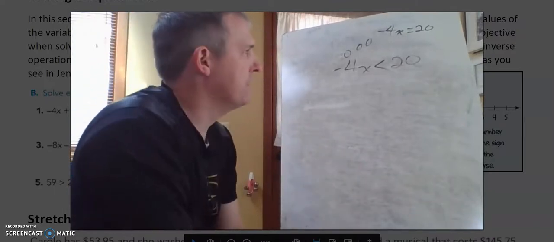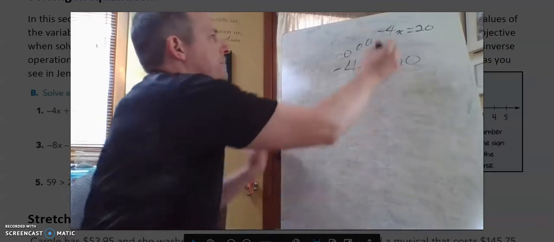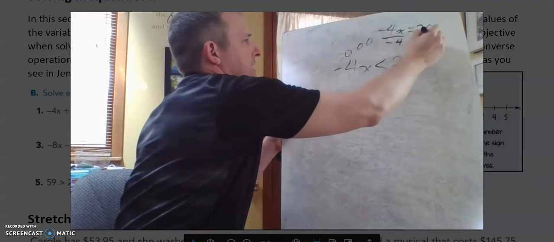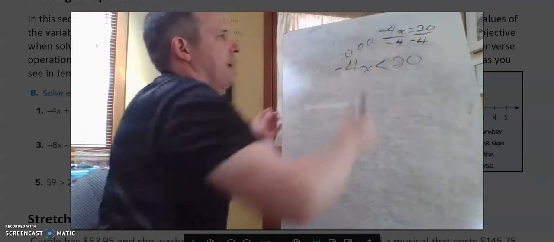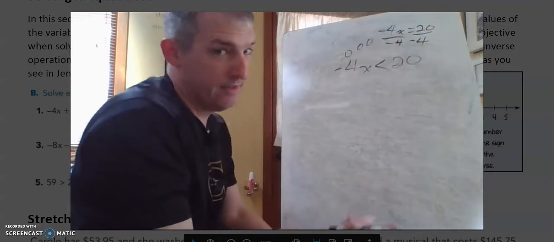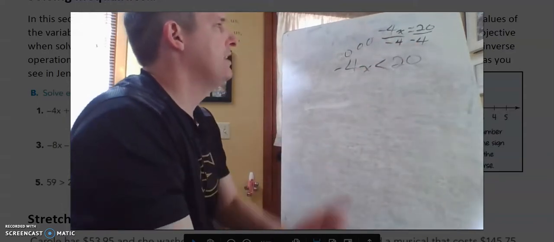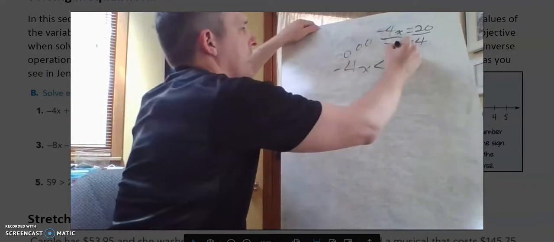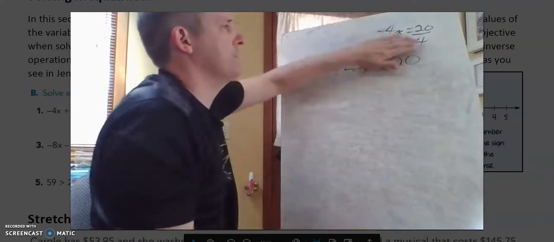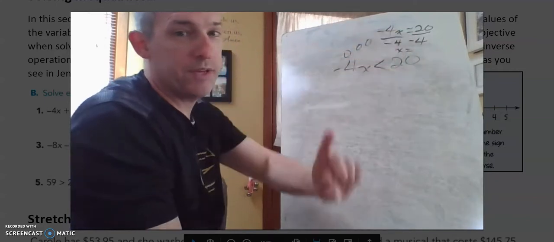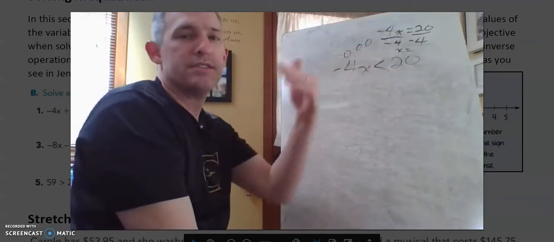-4x equals 20. So we're going to divide both sides by -4, because what's happening to our variable? It's being multiplied. What's the opposite of multiplication? Division. So we're going to divide both sides by -4. Okay? Well, what's left over? Well, x would equal, what's 20 divided by 4? It'd be 5.